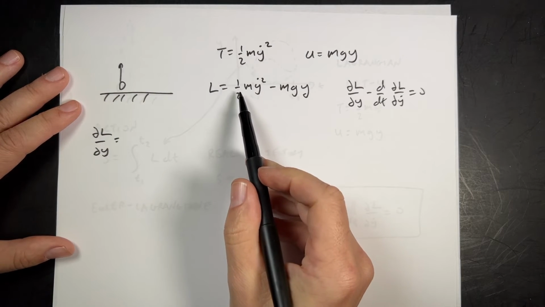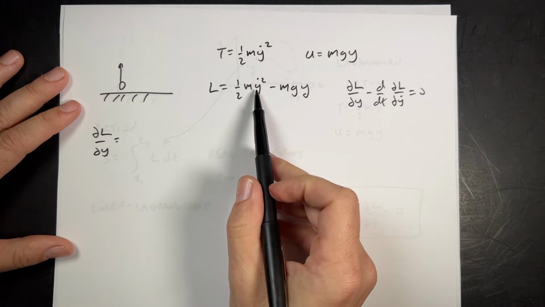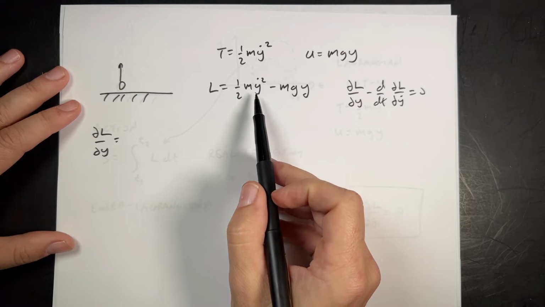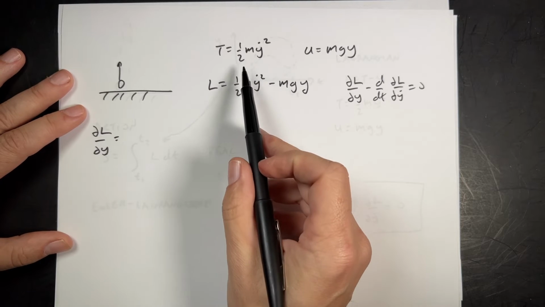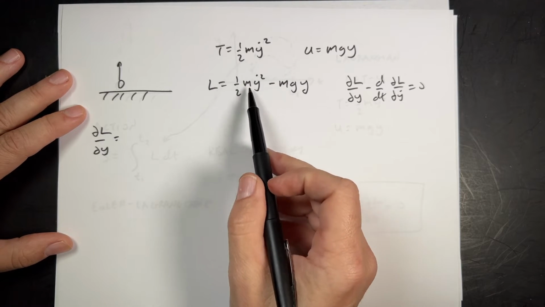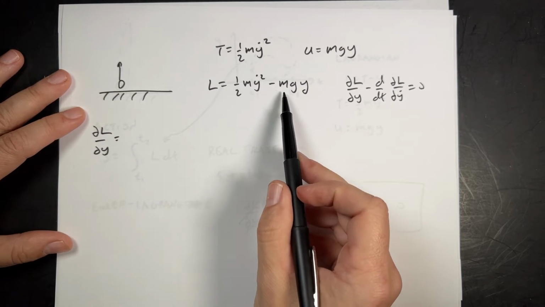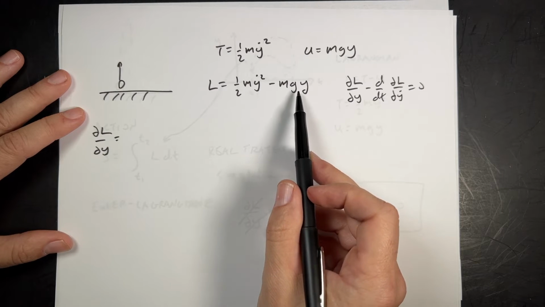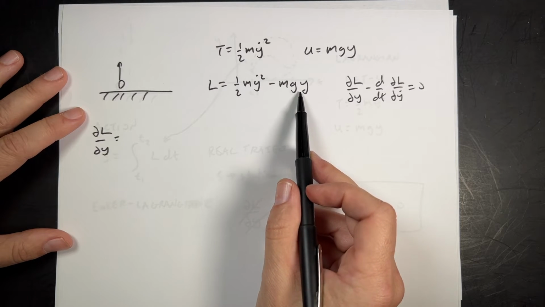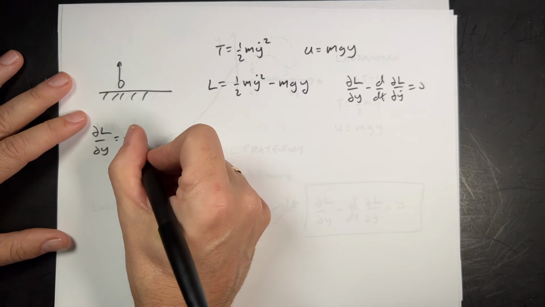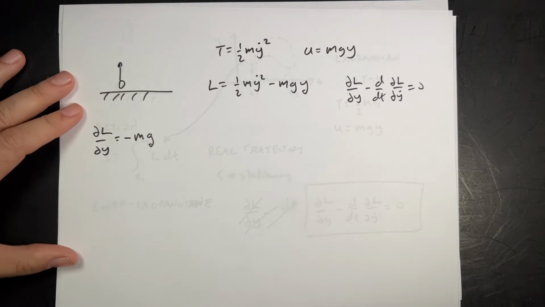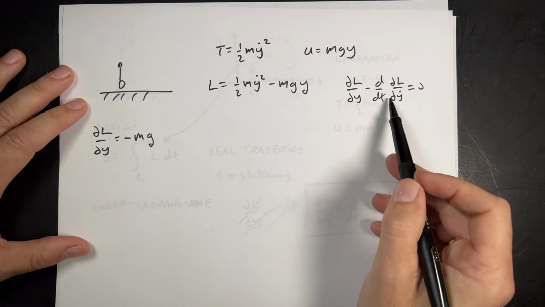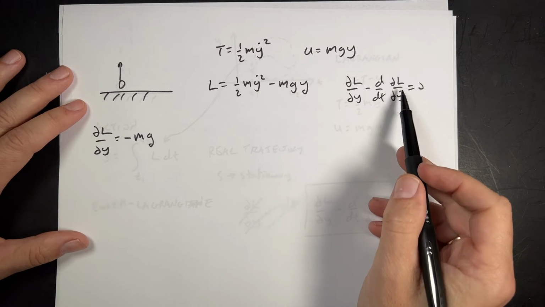Okay, so when I'm taking the partial derivative, I have a y term right here, but that's y dot. And so in fact, I can treat that as constant. So this whole term right here is just a constant. So the partial with respect to y of that is 0. And then the only thing here is a y, so the partial of negative mgy with respect to y is just going to be negative mg.